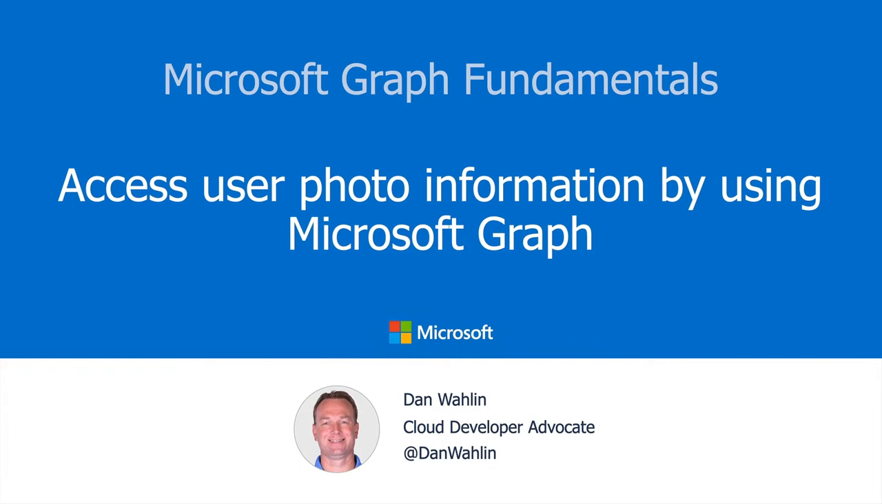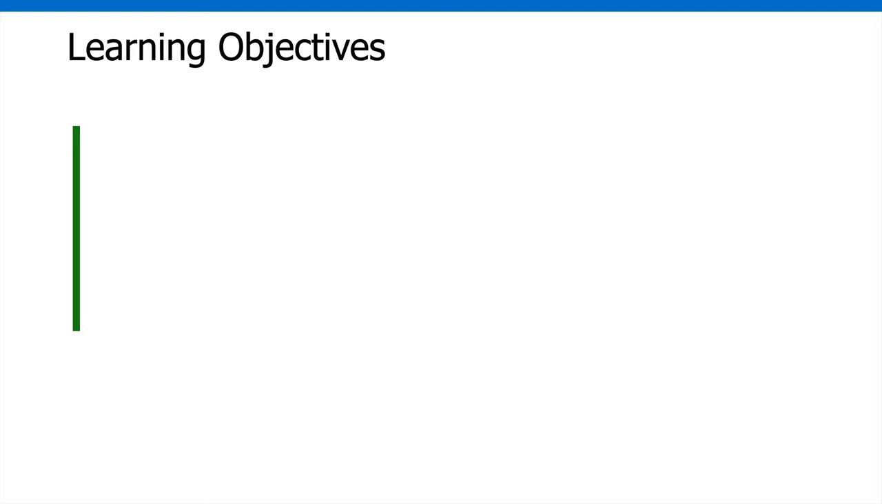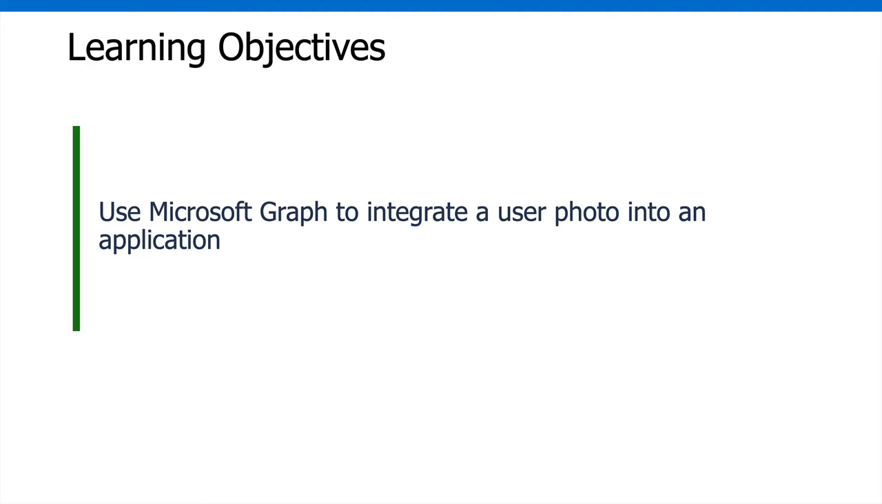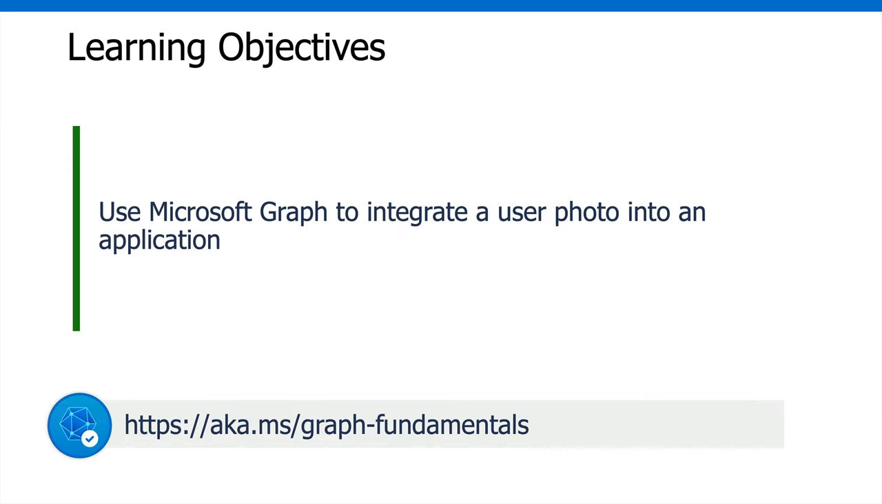So that's the main learning objective for this particular module: use Microsoft Graph to integrate a user photo into an application. Based on what you've seen earlier in this course, you know where to go, but here's the link again, aka.ms/graph-fundamentals, will of course get you to this overall learning path on Microsoft Learn. So let's jump right in and talk about our scenario.